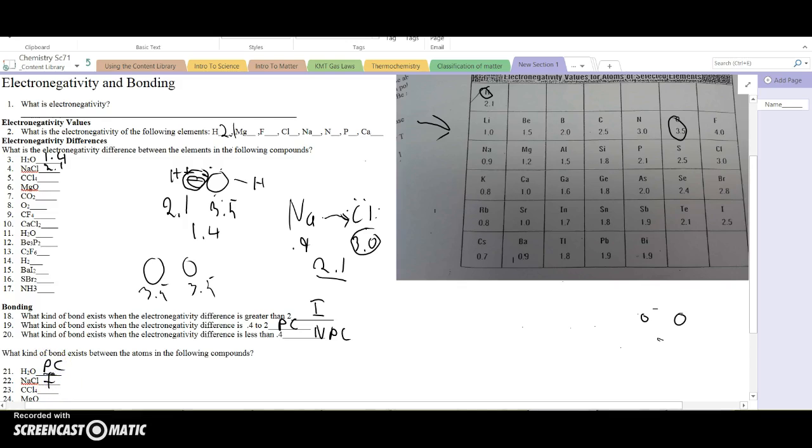So now we can define our bonds based on electronegativity difference using this reference. Make sure that you use your electronegativity values reference because without it, you obviously can't evaluate these types of bonds based on electronegativity.